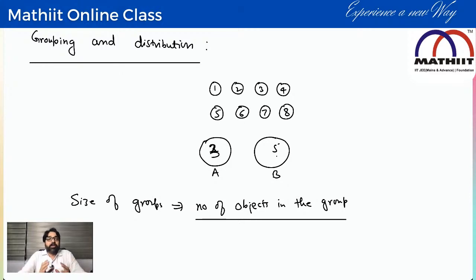So whenever you have to form groups, the first thing is that it's just a distribution of objects you are doing in 2 different places or 3 different places, whatever number of groups they are saying. Now this is the topic we are going to study. Here only we are going to talk.